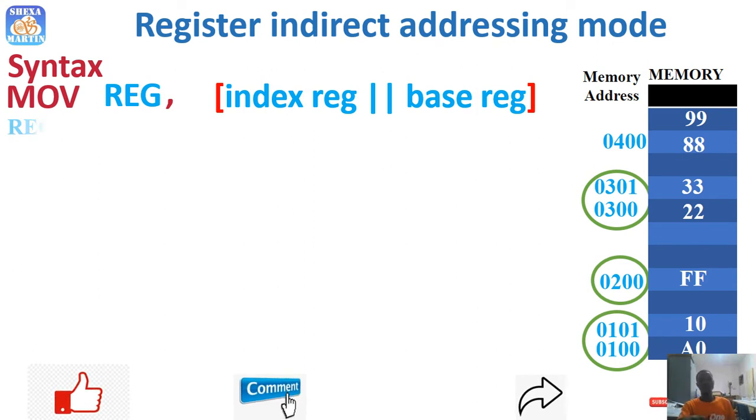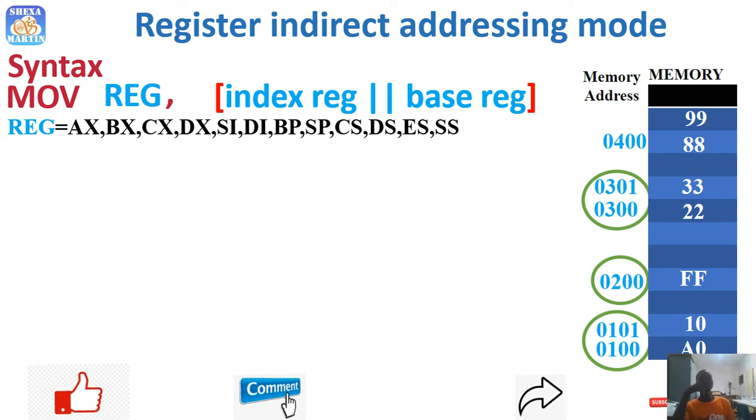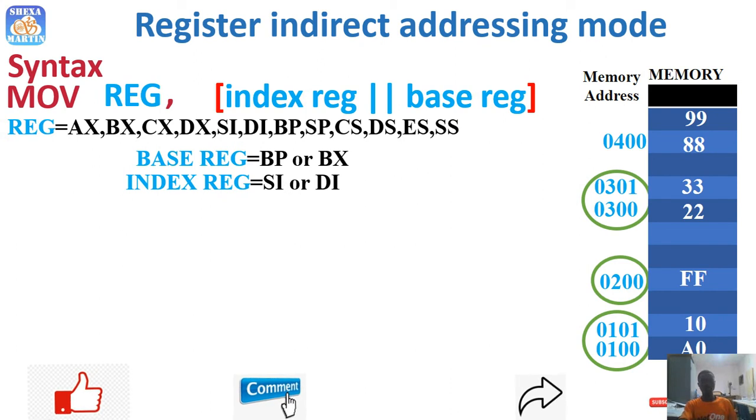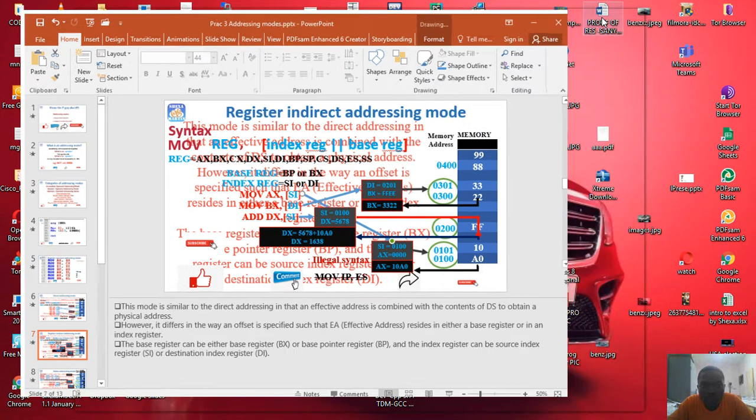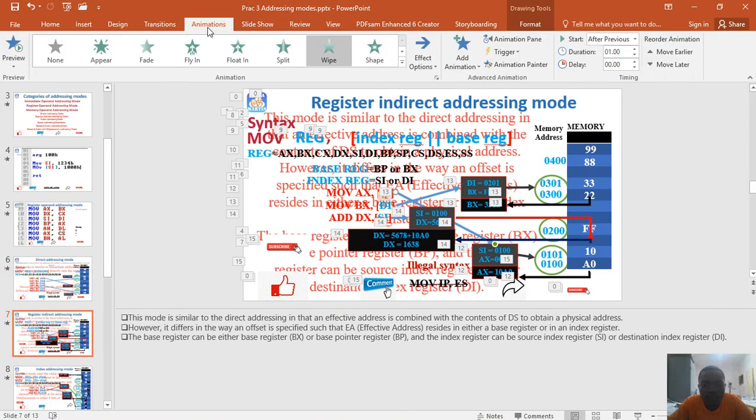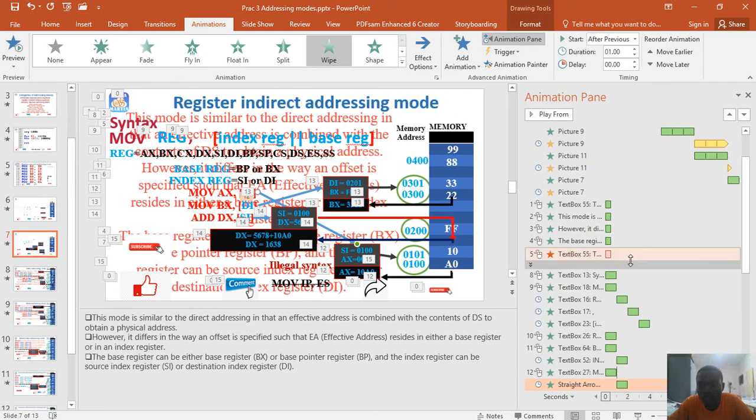All right, so what happens? Let's check. We still have our memory and the memory addresses, and these are the registers that we can put in place of reg, and then index registers or base registers, you know them. Those are the base registers and the index registers. Let's look at this instruction now. I want this to appear before I tell you. I want you to see what I want to say.